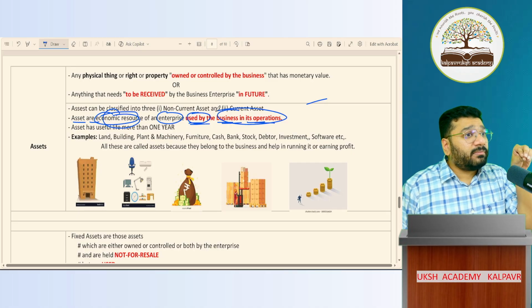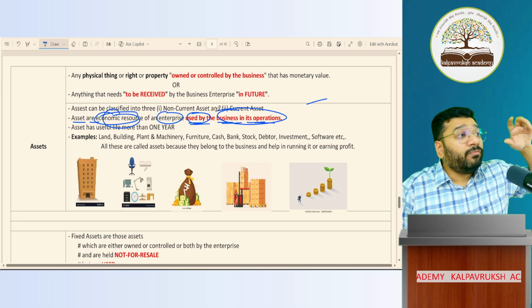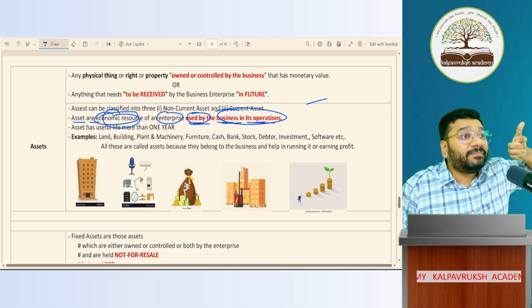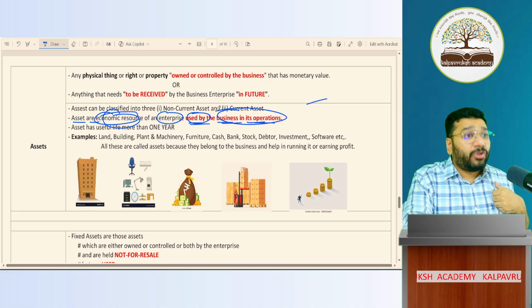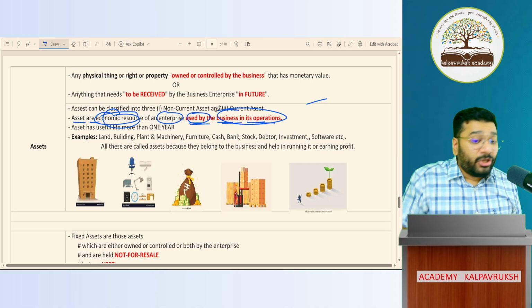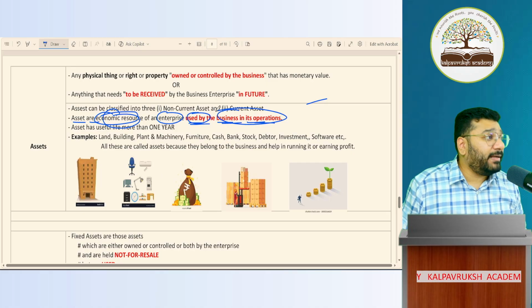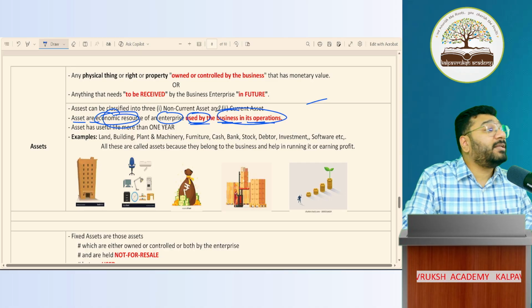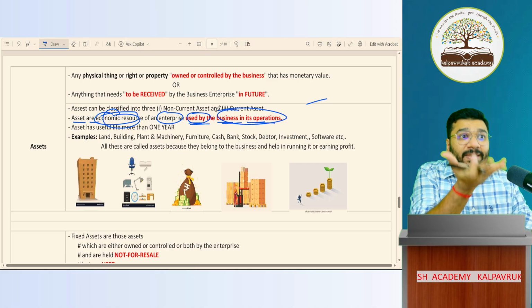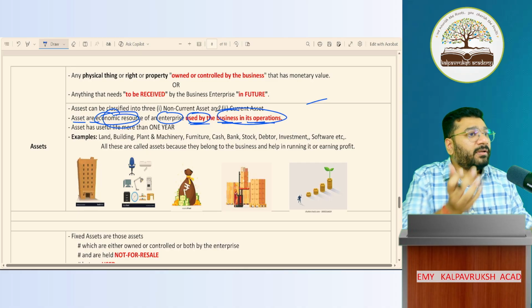Now to this, there are a lot of ifs and buts. There are some assets which will directly help you to earn money, such as, in my case, the laptop. Without this laptop, can I take class? No. So this laptop, can I call this an asset? Yes. Why? Because this laptop is a resource. Resource means what? Something is there. This laptop is a thing. It's a resource. First point.